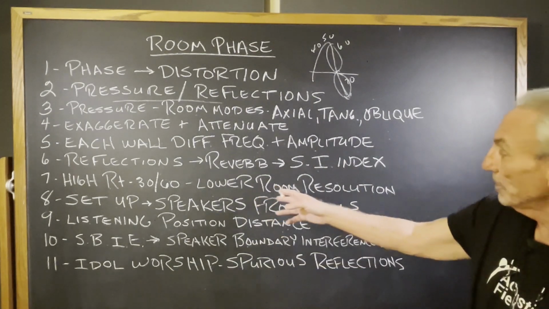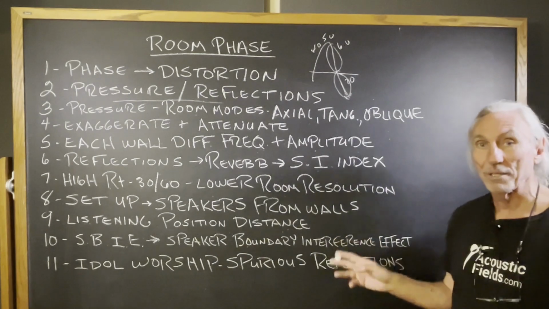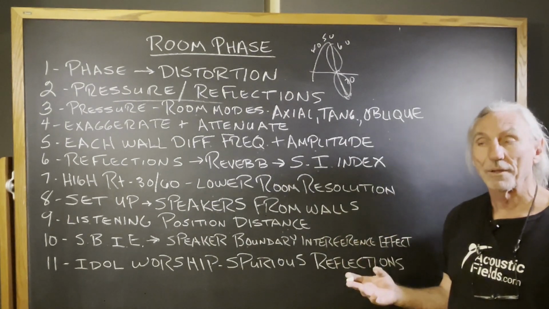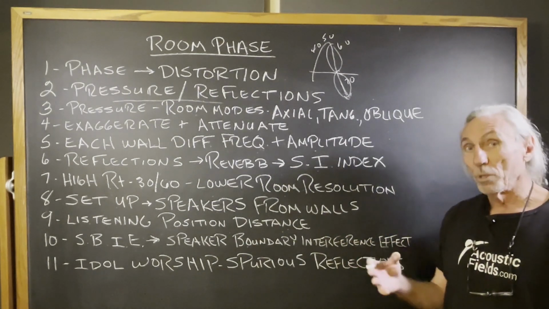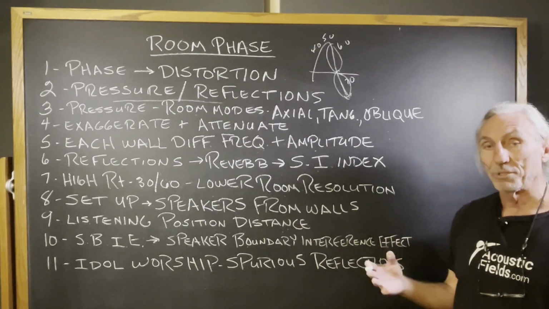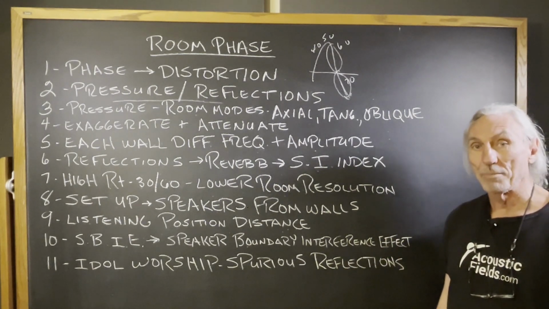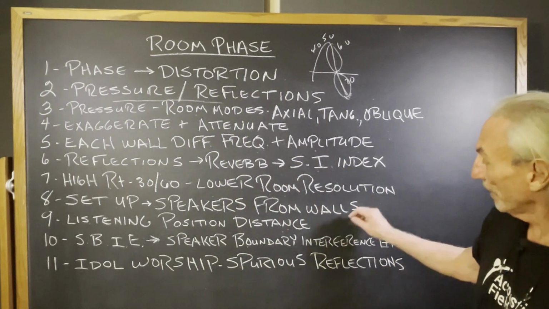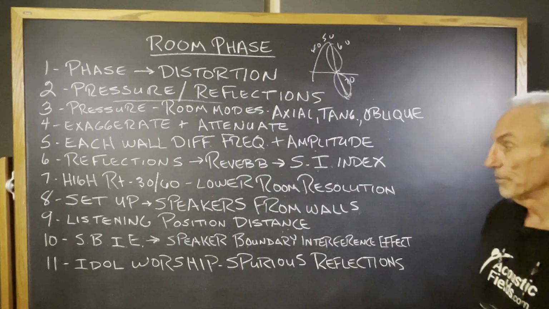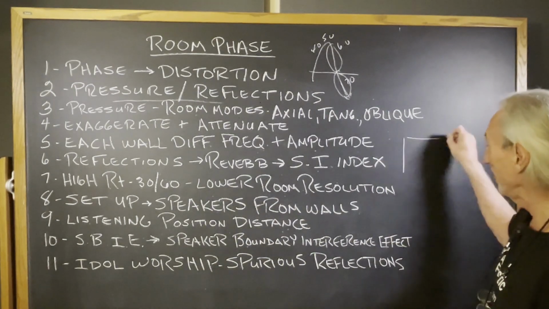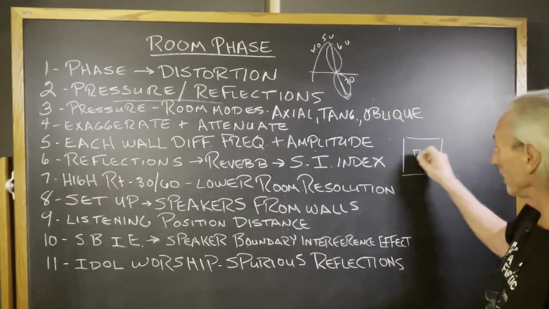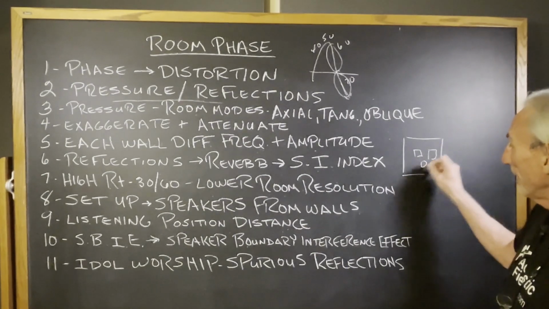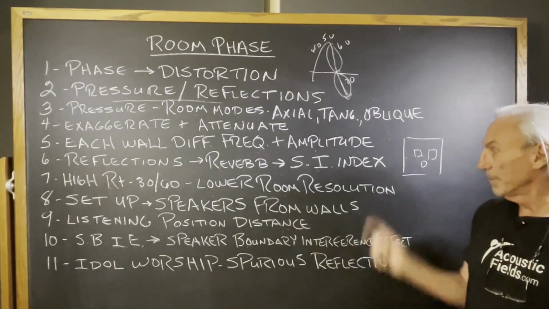High reverberation means lower resolution and lower speech intelligibility. You're not going to be able to hear enough words in a 10-word sentence to understand. You've got to have about 80%, and then our brains can fill in the other 20%. So set up the speakers away from the walls. If you've got a 2-channel rig, make sure you've got the distances from the side walls set up correctly. You don't want to get too close.